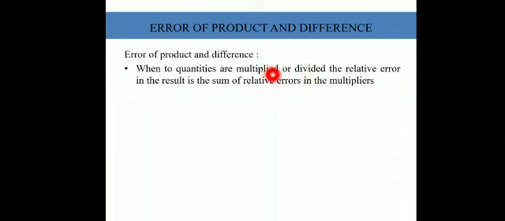relative error. Remember, in sum and difference we had absolute error. Very carefully, in sum and difference the error was absolute error, but when there is division and multiplication the error is a relative error. We'll see how to calculate it. So the relative error is nothing but the sum of relative errors in the multipliers.